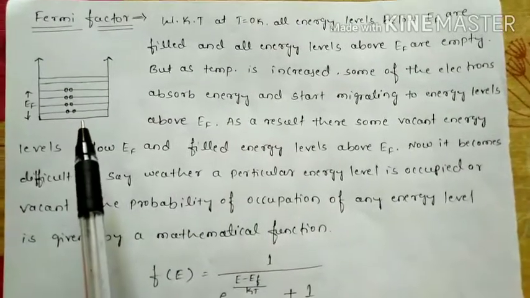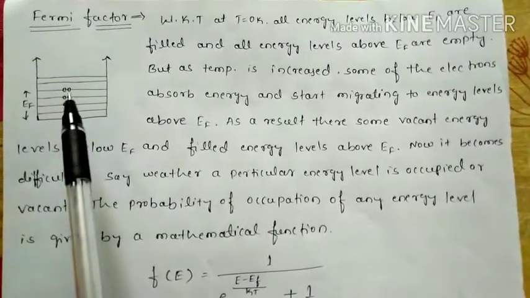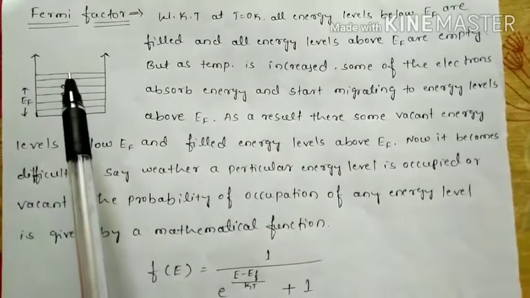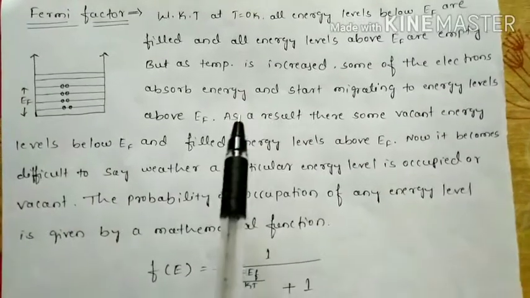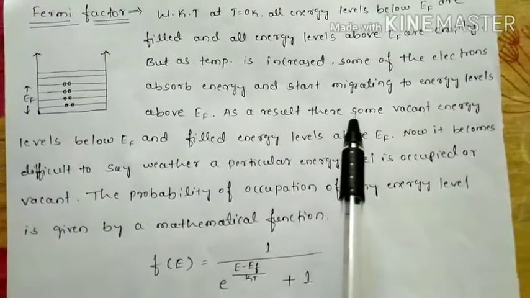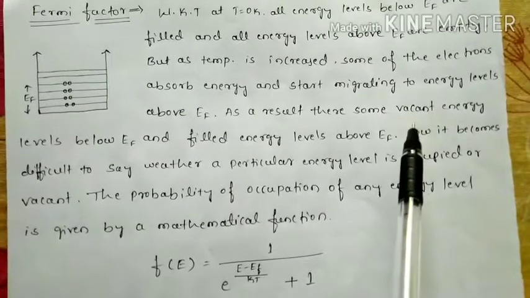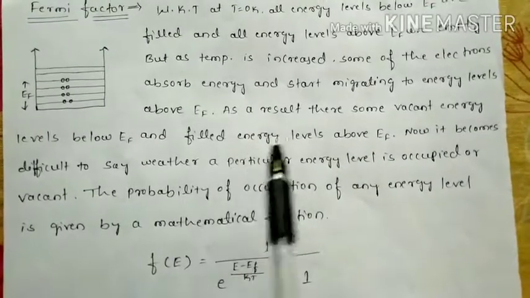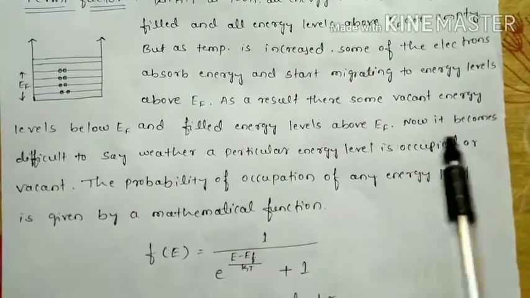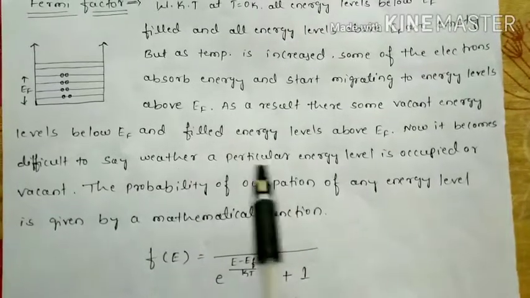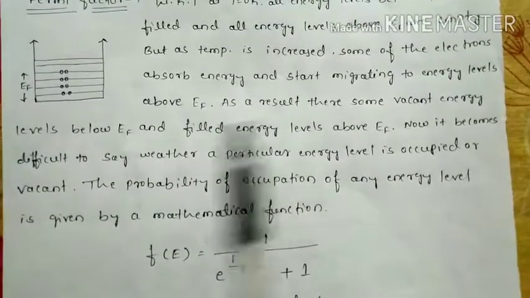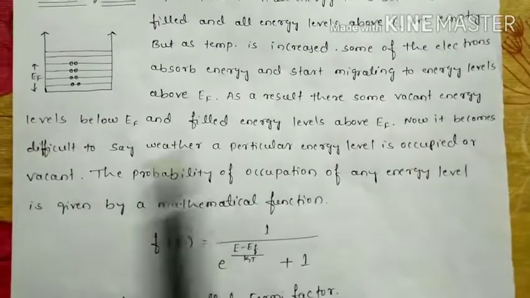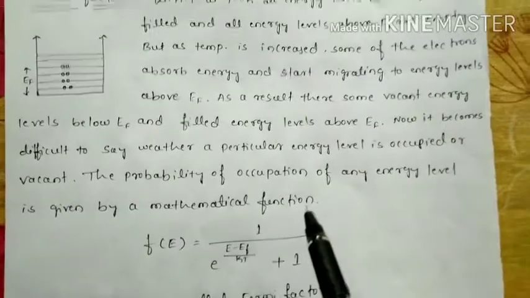So this is the condition at 0 Kelvin. When the temperature is increased, the electrons which are present close to the Fermi level will absorb energy and be shifted to higher energy states. As a result, there are some vacant energy levels below Fermi energy and filled energy levels above Fermi energy. Now it becomes difficult to say whether a particular energy level is occupied or vacant. So the probability of occupation of any energy level is given by a mathematical function.